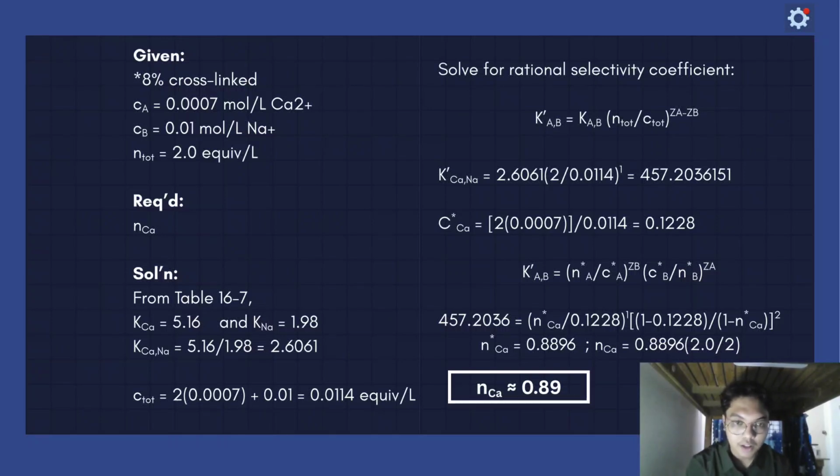0.8896. To get the resin capacity of the calcium, we can see that the moles of the calcium is multiplied to the total resin ion exchange capacity over its valence, which is 2 plus. So 0.8896 times 2 over 2 is also equal to 0.89.